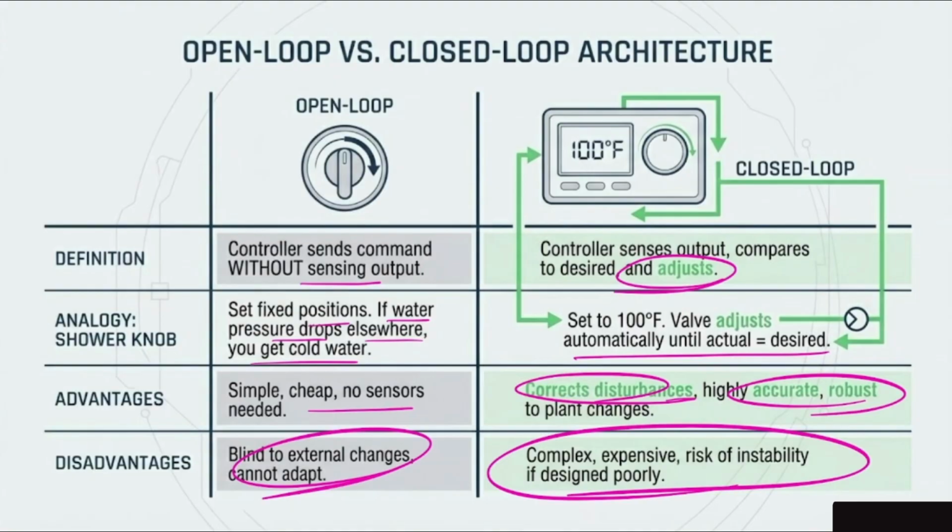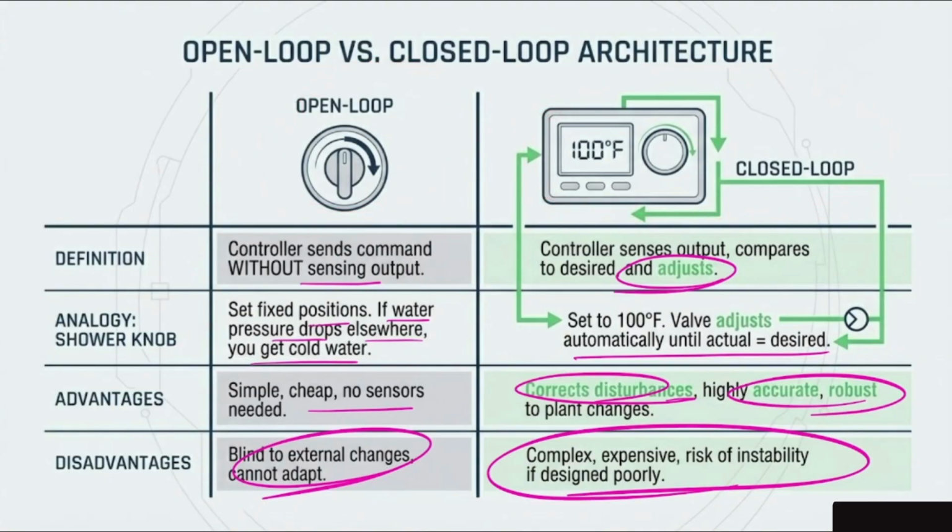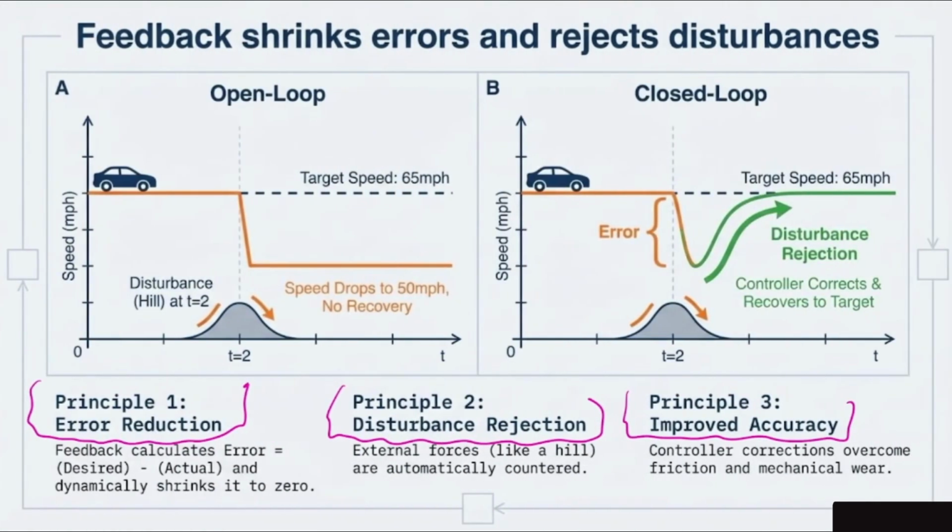And obviously open loop has disadvantages because it is completely blind, but on the other hand, the closed loop system is complex and somewhat expensive. Which of those systems you have to use is completely related to your work. It doesn't necessarily mean that open loop is bad or closed loop is good. You have to check the condition. Let me give you another example. The feedback shrinks errors and rejects disturbances.